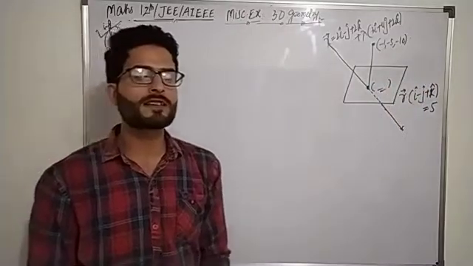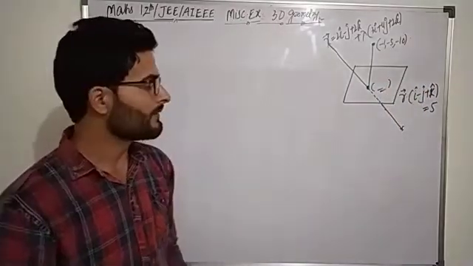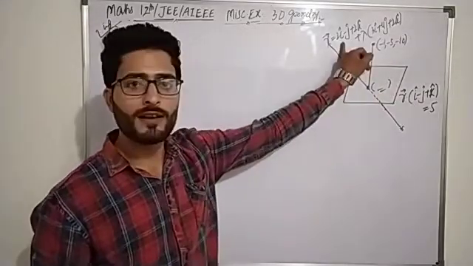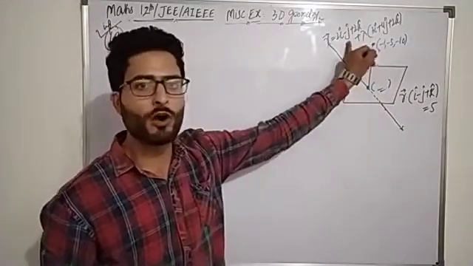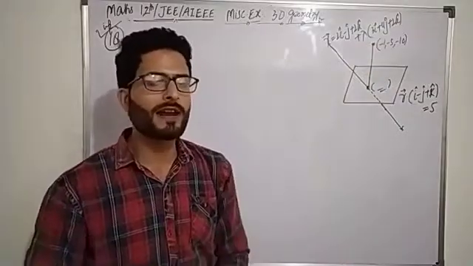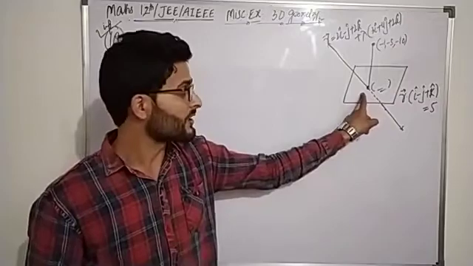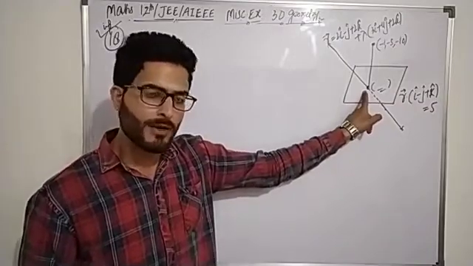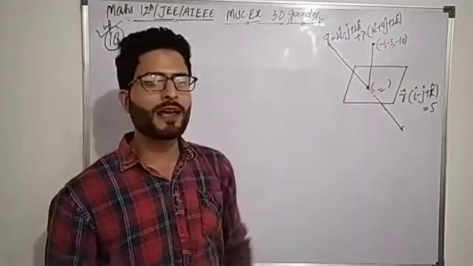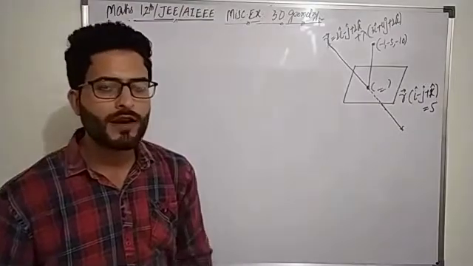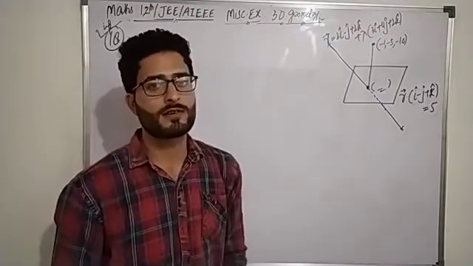तो पॉइंट ऑफ इंटरसेक्शन के कोऑर्डिनेट्स हमें कैसे मिलेंगे? वी आर सॉल्विंग द प्लेन एंड द लाइन. हम इस प्लेन और इस लाइन को आपस में सॉल्व कर देंगे. We will get the point of intersection, coordinates of point of intersection. और जब coordinates of point of intersection मिलेंगे, फिर इन दो पॉइंट्स के बीच में अप्लाई करेंगे डिस्टेंस फार्मूला, and we will get the required distance, right?